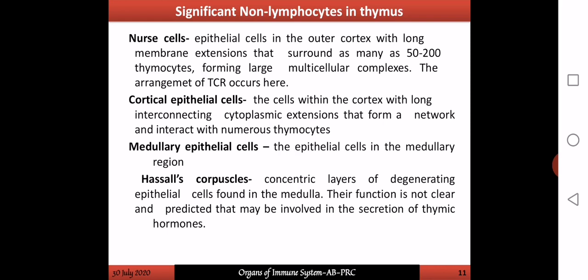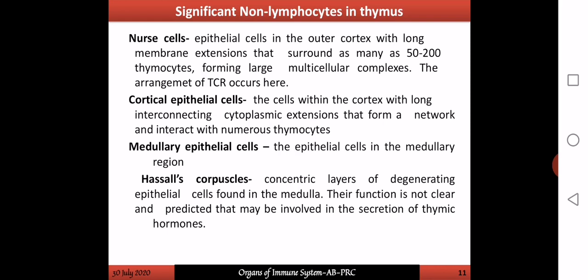Now the second one is the cortical epithelial cell, and there are also medullary epithelial cells. These are the normal cells of the thymus. One is in the cortex region, the other in the medulla portion. They are actually the normal cells, and there is not much to discuss on that. Then the next one is the Hassall's corpuscles.